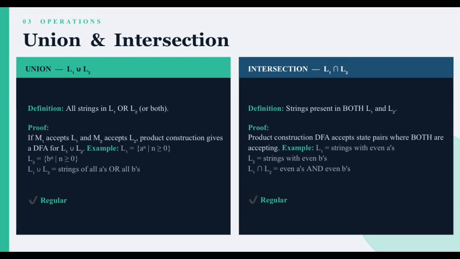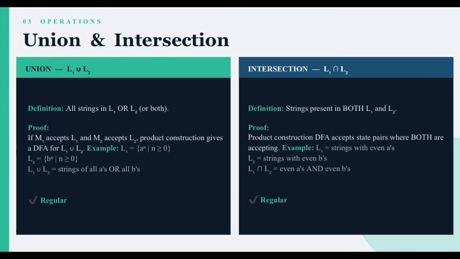Example, if L1 is the set of all strings made only of A's and L2 is the set of all strings made only of B's, then L1 union L2 is the set of strings that are all A's or all B's, still regular.